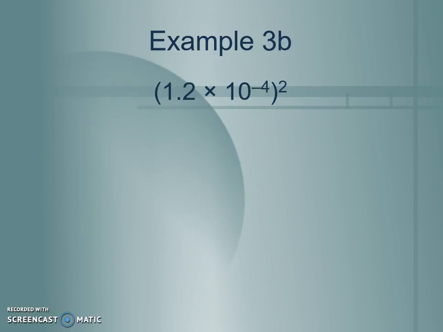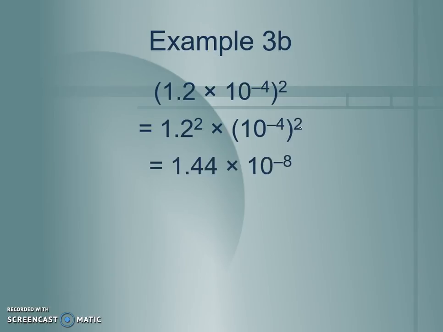So example 3b. This time we're raising a quantity to a power, so we're going to have 1.2 squared and 10 to the negative 4th squared. So 1.2 times 1.2 is 1.44. When we're taking a power to a power, we multiply the exponents, so we have negative 8. So we have 1.44 times 10 to the negative 8. Are we done? Yes, of course we're done, because 1.44 is between 1 and 10.